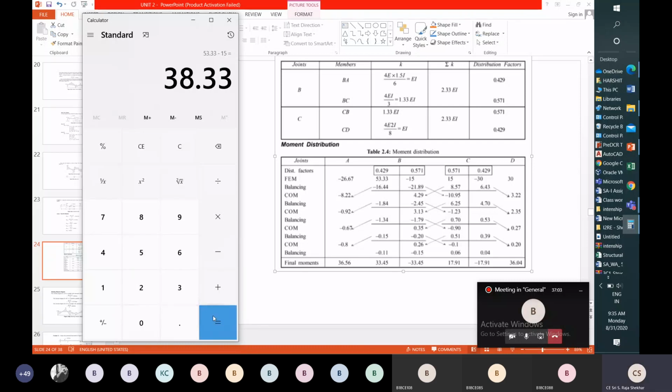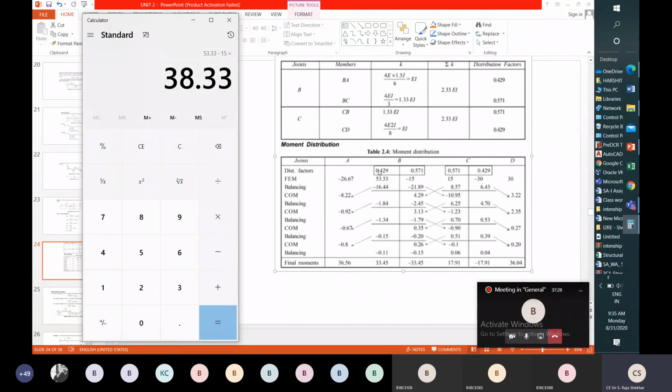Unbalanced moment at joint B, we are getting 38.33. So we have to distribute it to member BA and member BC. It depends upon the distribution factor.